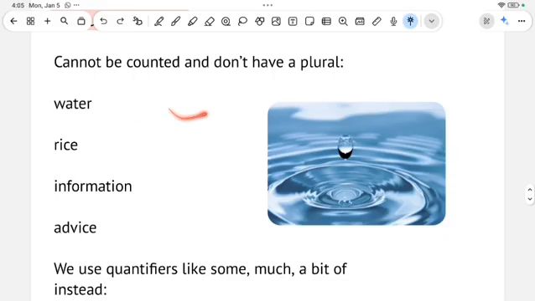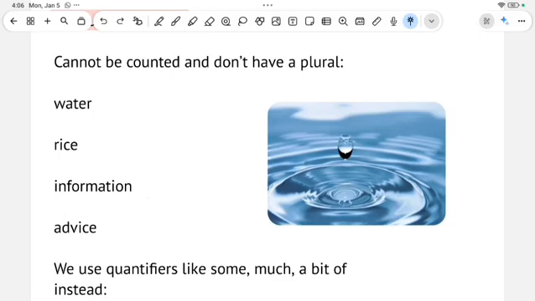Water will not become waters, right? You don't hear anywhere, I need waters, right? We always hear like I need two bottles of water. When we add containers, then it will become countable, otherwise it will not. Okay, rice, I need 2 kilograms of rice. We don't say I need rices.